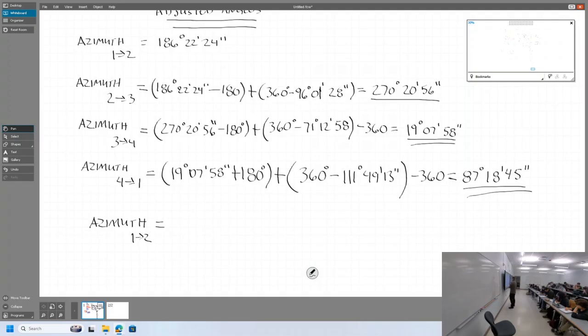Now, we take our azimuth at 4 to 1, 87 degrees, 18 minutes, 45 seconds. And again, you're physically set up on 1, right? You're backsighting to 4. So are you going to add or subtract 180?